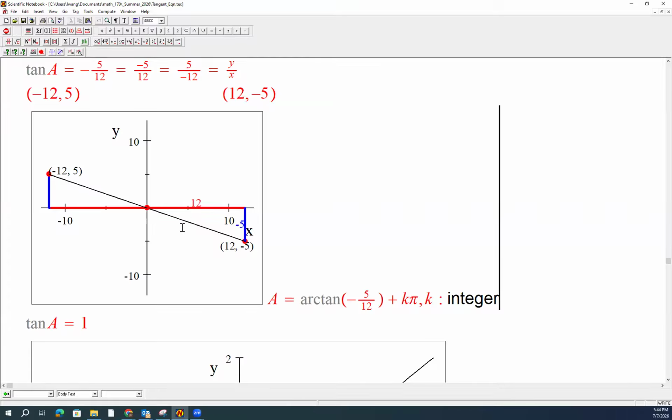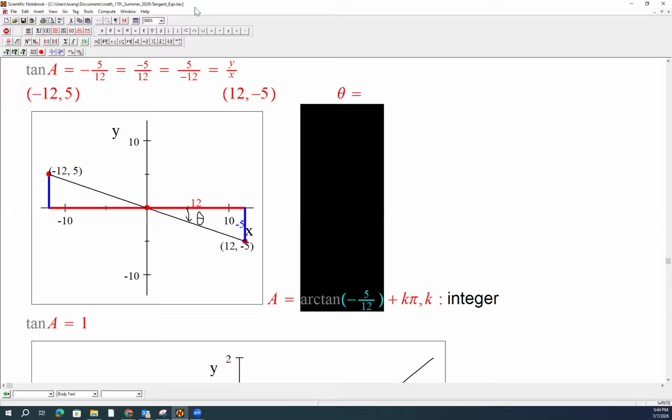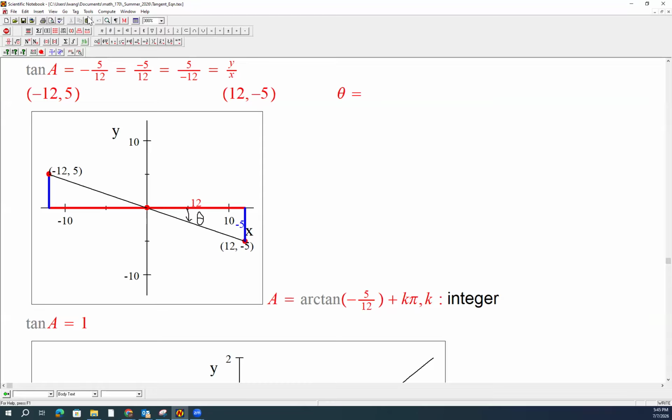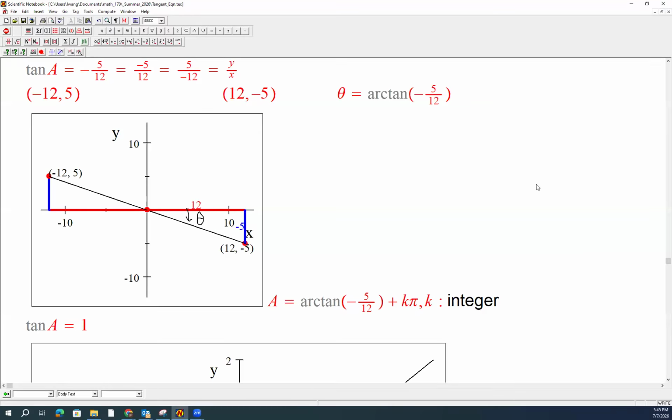By this time, we need to understand that theta is measured clockwise. It's a negative angle. Okay, so let me show you the solution. What does this mean? We first identified this is our arctangent of negative 5 over 12. We can call it theta. Since I mentioned theta, it's just easier to write it: theta equals arctan of negative 5 over 12. That would be the theta we're getting.